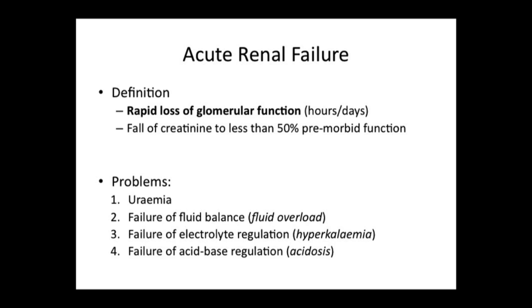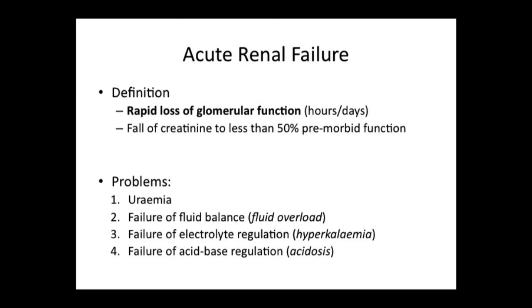So what is it? Well, it's a rapid loss of glomerular function. That's kind of obvious. It's acute and it's renal failure, so you lose your function of your kidneys, typically occurring over hours or days. If you want to be really technical about it and look at the actual blood tests that we use in acute renal failure, I'll talk about those in a sec. You can say that it's a rise of creatinine to greater than 50%, or a loss of kidney function to less than 50% of pre-morbid function. That's a bit confusing, that statement.